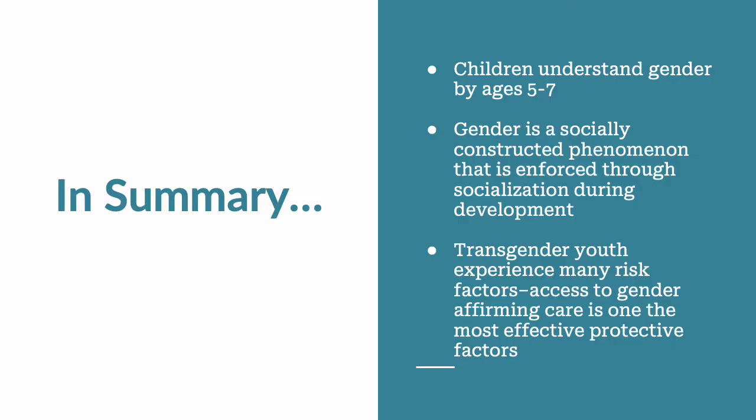So, in summary, these are the 3 main takeaways for this part of this presentation. First is children understand the concept of gender and gender roles by ages 5 to 7. Second, gender is a socially constructed phenomenon that is enforced through socialization during development. Lastly, transgender youth experience many risk factors. However, access to gender-affirming care is one of the most effective protective factors.